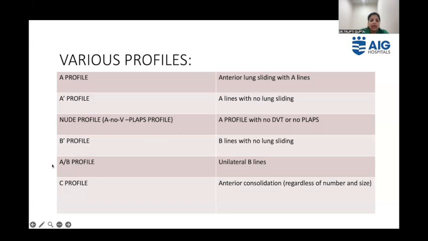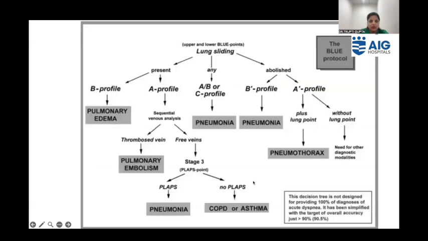And the AB profile, which means that unilaterally the patient is having B lines and on the other side the patient is having normal A lines. This is usually seen in pneumonia. And the C profile is nothing but anterior consolidations. This can be in any number or any size also.